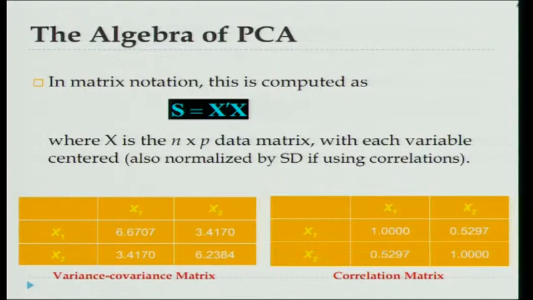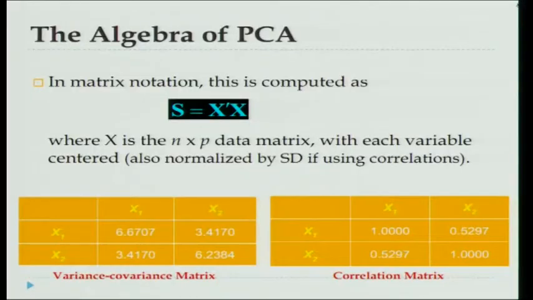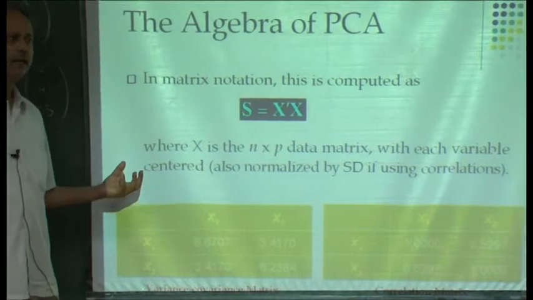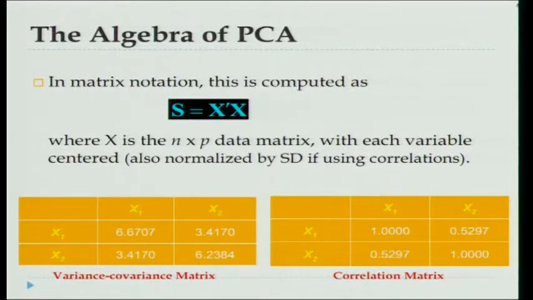So this can be written in matrix notation as X prime X, because that will give you the covariance matrix, where X is a matrix of normalized elements of size n cross p. Otherwise, you could have written X prime minus mu divided by sigma. But this is a normalized variable, so you do not have to write those things.